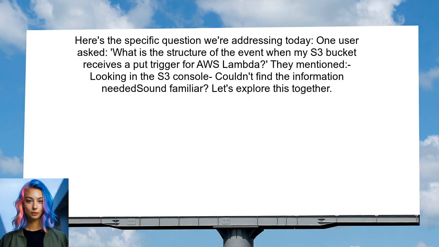Here's the specific question we're addressing today. One user asked, "What is the structure of the event when my S3 bucket receives a put trigger for AWS Lambda?" They mentioned looking in the S3 console, but couldn't find the information they needed. Sound familiar? Let's explore this together.